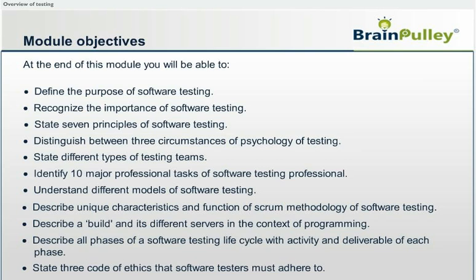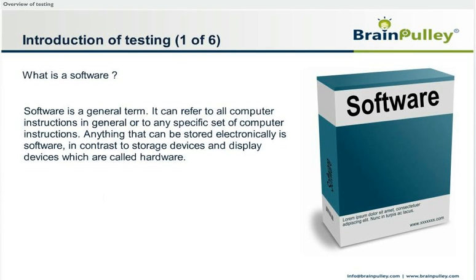What is a software? Software is a general term. It can refer to all computer instructions in general, or to any specific set of computer instructions. Anything that can be stored electronically is software, in contrast to storage devices and display devices which are called hardware. Software includes all the various forms and roles that digitally stored data may have and play in a computer or similar system, regardless of whether the data is used as code for a CPU or other interpreter, or whether it represents other kinds of information.